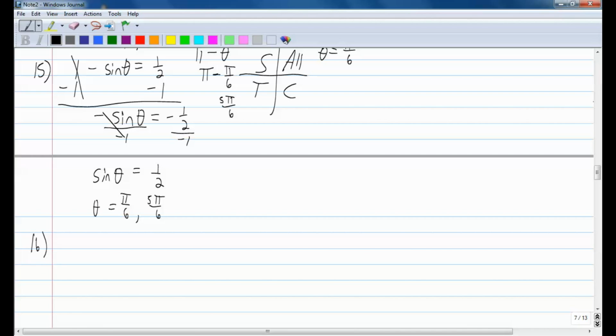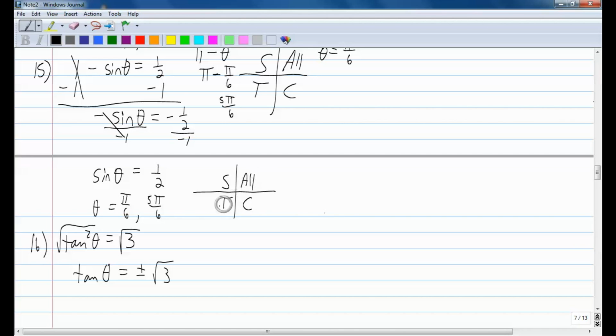Alright, number 16. Tangent squared theta equals 3. Well, just like if this was x squared equals 3, I'd have to take the square root of both sides. It gives me the tangent of theta equals plus or minus the square root of 3. We put a plus or minus in front and we take the square root of both sides. Even though it's a trig function there, you do the same thing. So that means we want the answers from all four quadrants.